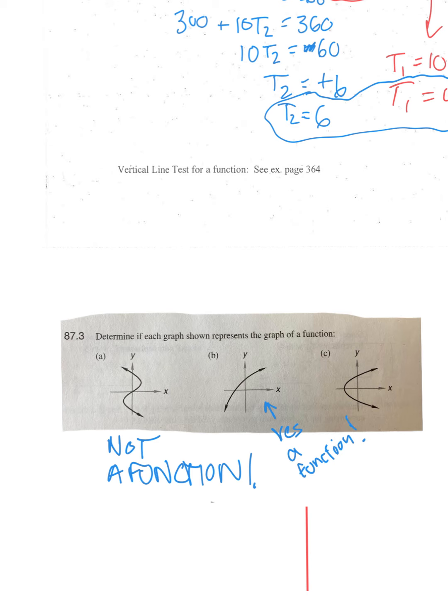Let's try C. With C, we're going to follow the same procedure, and right off the bat, this one fails the vertical line test because all along here it's touching 2 points. So this has failed the vertical line test and therefore not a function.